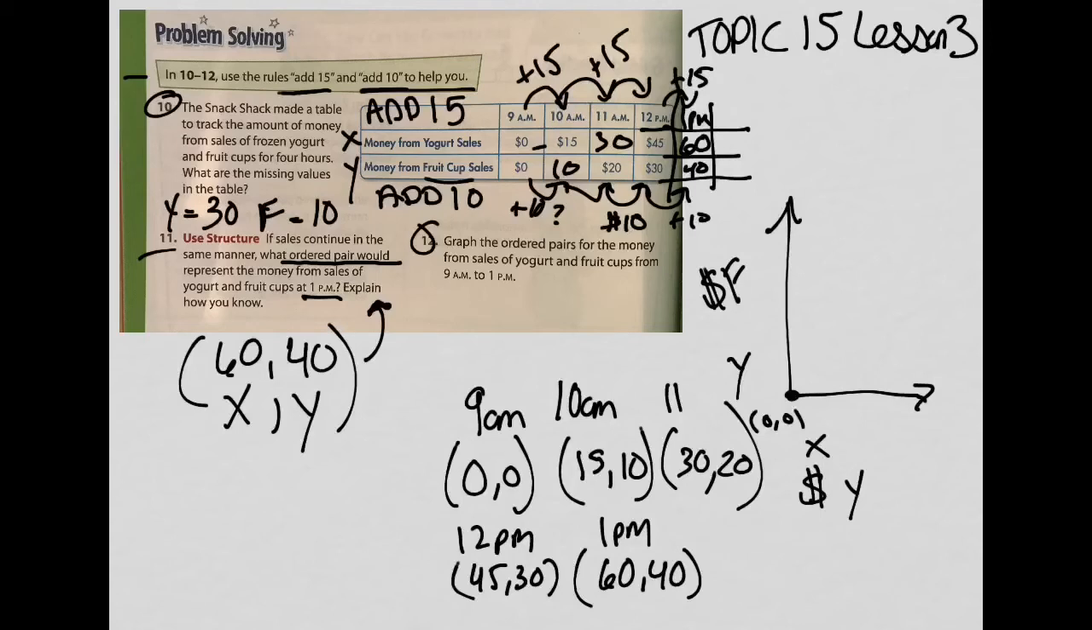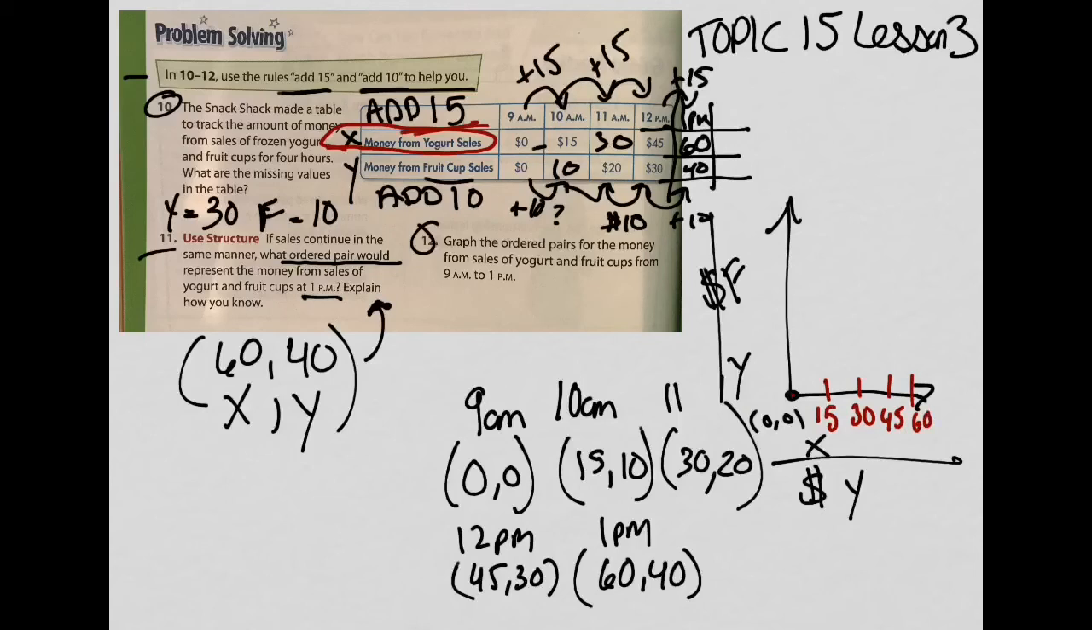So one of the big takeaways from the last problem that we worked is we have to have an even interval on the x-axis and an even interval on the y-axis, but they do not have to be identical. So because this problem is giving us some easy intervals to work with that they're counting by, we're just going to use those. And what I mean by that is when we look at money from yogurt sales, that's going to be on the x-axis. They're adding 15 each time. So I'm going to do 0, 0, then I'm going to come and do 15. I'm going to do 30. I'm going to do 45. And I'm going to do 60 on my x-axis graph.